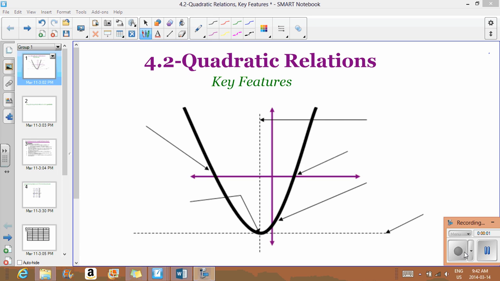And welcome to 4.2 quadratic relations. So after 4.1, we've investigated what quadratic relations are. And so now we're going to talk about some of the key features on the graph, which you hopefully would have already seen a little bit from yesterday's investigation.